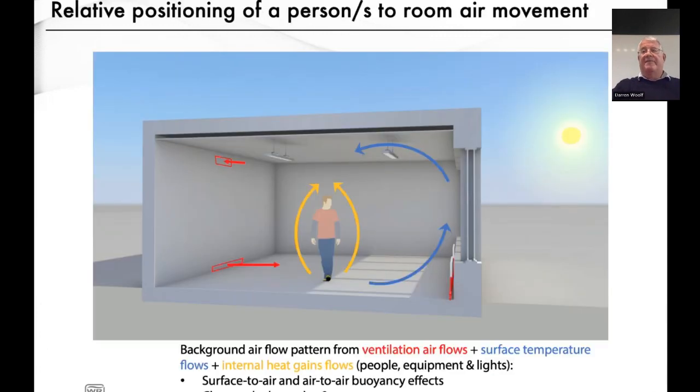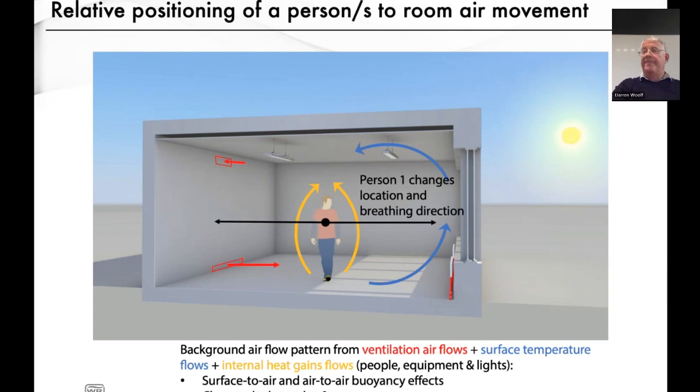So let's think about the relative position of a person or persons to room air movement. So you've got the ventilation airflows driven by your supply air grills, to a lesser extent your extract air grills. You've got surface temperatures. If the surface temperature is different to the air temperature next to it, then there'll be a flow over that surface. Internal heat gains, people, equipment and lights. So quite interested in surface to air and air to air buoyancy effects. And these could change by the hour, day and season.